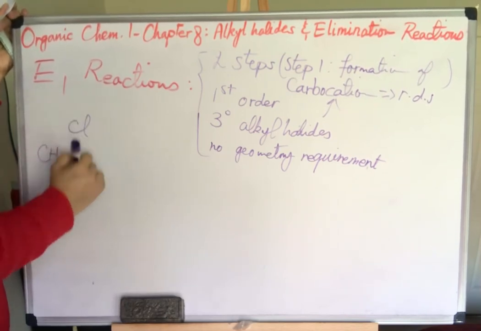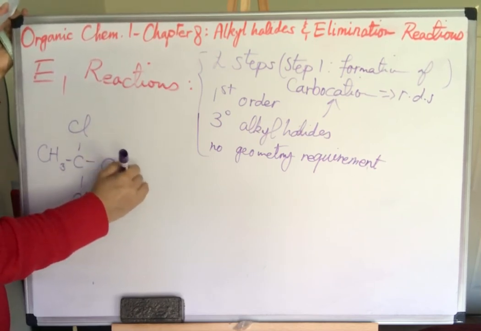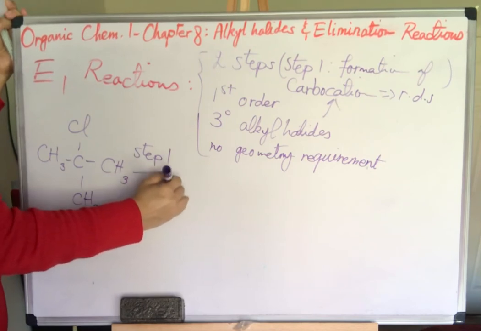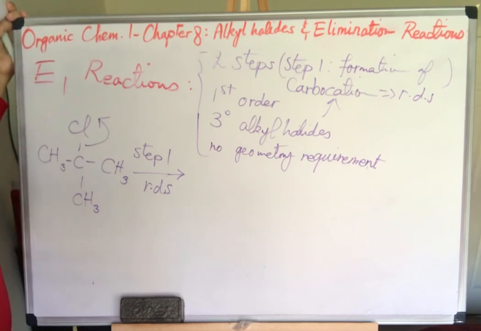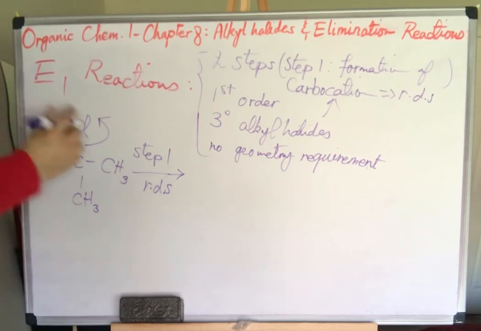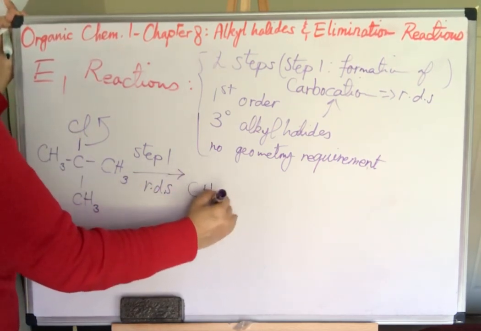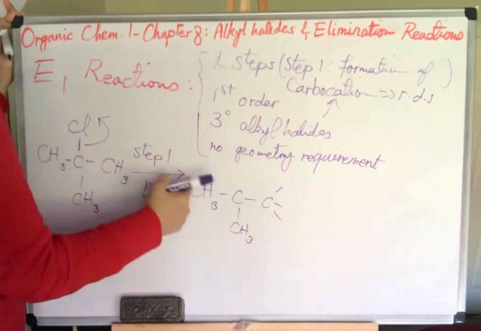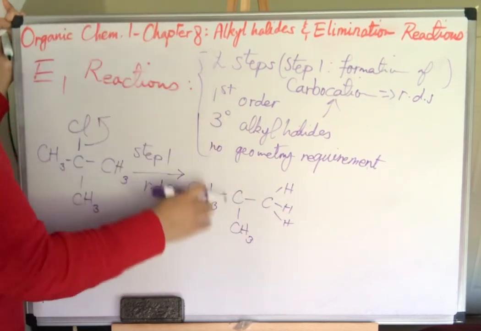So CH3, CCl, CH3, the same example you have. The first step, which is rate determining step, is very similar to what you had in SN1. First, chlorine departs the molecule. That's a rate determining step because losing the halogen, breaking this bond, is difficult. So we will have CH3, CH3, and it can happen to any of these. The hydrogens on each of these carbons have the same value on this particular molecule.